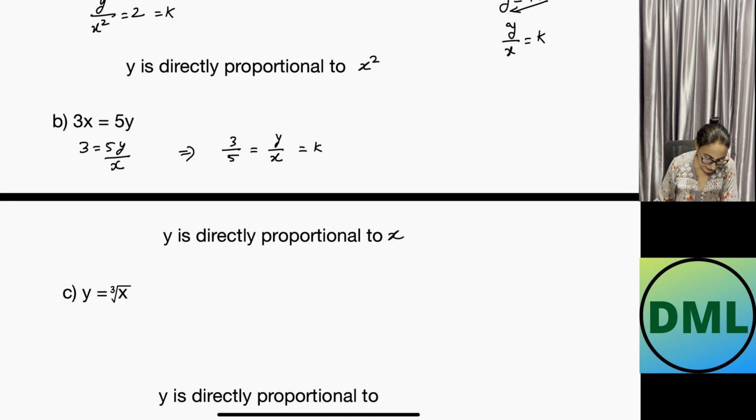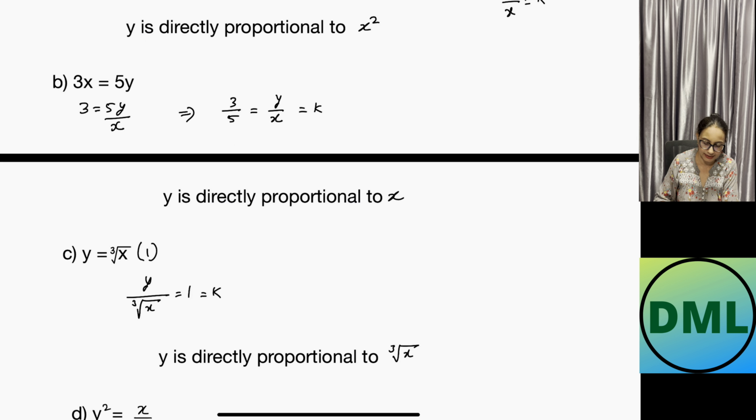Let's see the third example here. Y is equal to cube root of x. Let's divide this cube root on this side. This will be written as y over cube root of x. This is equal to 1. Why 1? Because this is multiplied by 1. Any number multiplied by 1 will give you the number itself. This will be 1, which is a constant k. It shows you that y is directly proportional to cube root of x. Let's write down the answer here as cube root of x.